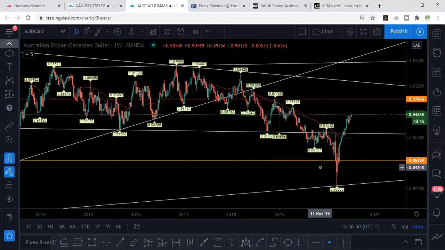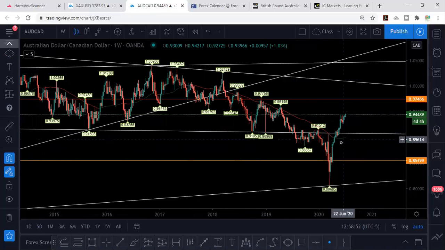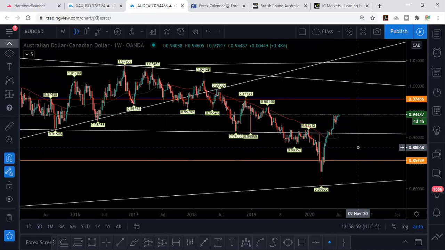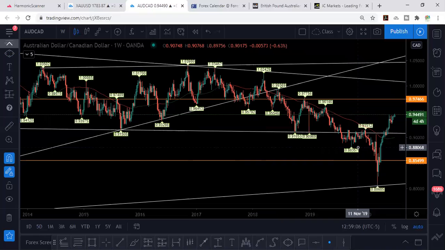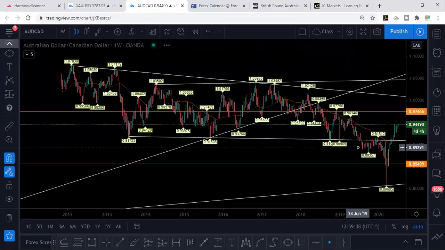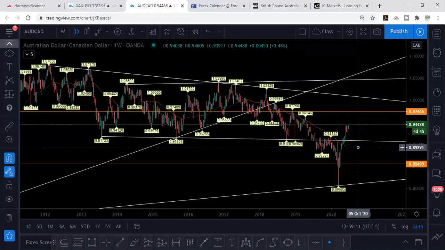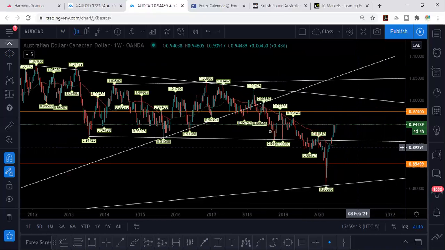But look at my SMA on a weekly chart. My SMA 50 is bullish. But wait, let's see. This is weekly. The analysis we got from the monthly and the weekly, because I really can't see so much of a difference in this thing.